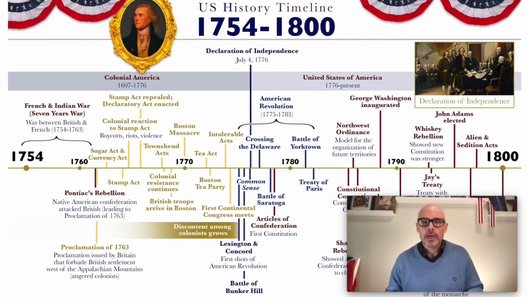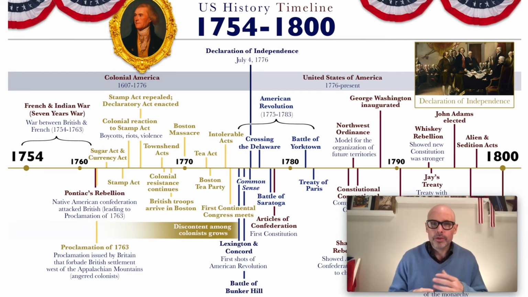And the end of this timeline is 1800. So this is when there's a peaceful transfer from the Federalist Party to the Democratic Republican Party, John Adams to Thomas Jefferson. So it showed that the new government could actually work. But here's a timeline. Please pause and look at it if you like.